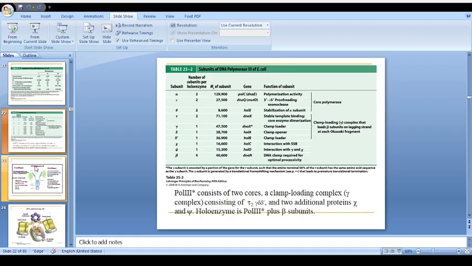The 2 cores are joined by a clamp loading complex called gamma, which is made up of tau 2, gamma, delta, delta dash and the additional proteins psi and pi, and the holoenzyme is combined with the beta subunit. The gamma complex is also known as the clamp loading complex, which is responsible for loading the beta subunits on the lagging strand as well as the leading strand for every Okazaki fragment.